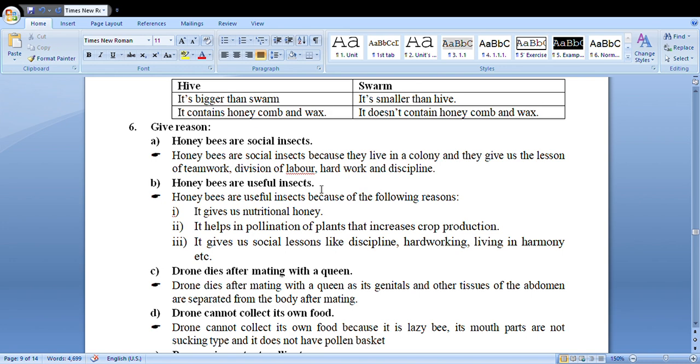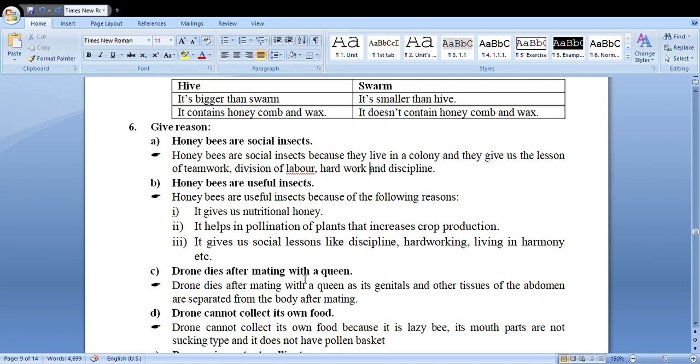Honeybees are useful insects. Why? Honeybees are useful insects because of the following reasons. It gives us nutritional honey. It helps in pollination of plants that increases crop production. It gives us social lessons like discipline, hardworking, living in harmony, etc.